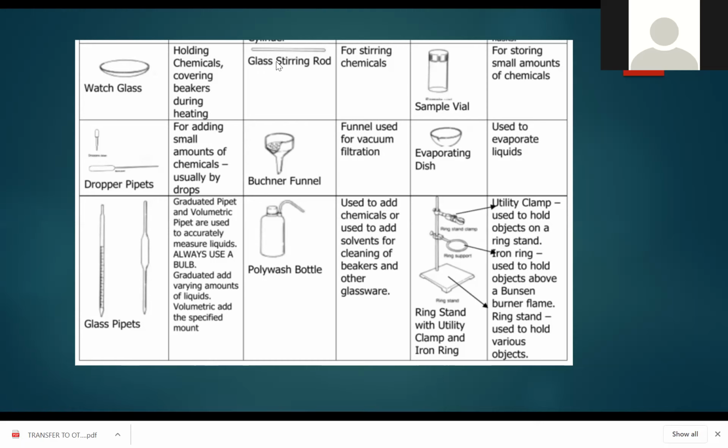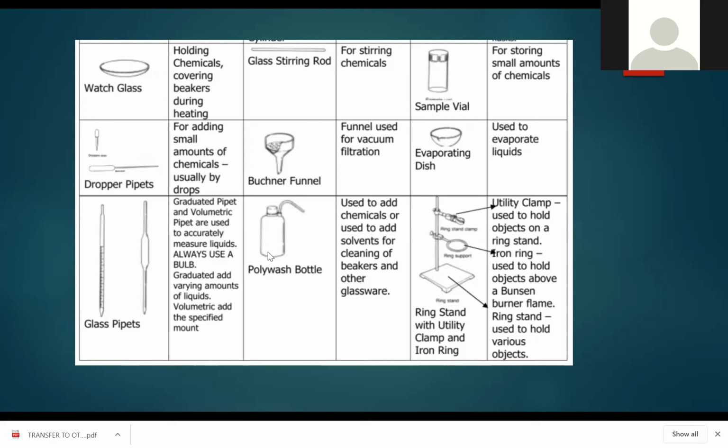Okay, another one is glass stirring rod. It is just a rod ya, rod atau batangan which is made from glass. It is generally used for stirring chemical. If you need to stir it, you are not using a spoon, of course. You are going to use the glass stirring rod. Buchner funnel, I explained already.